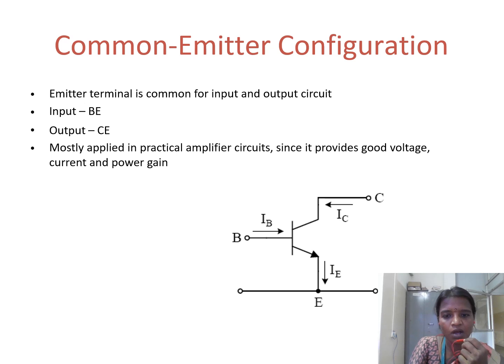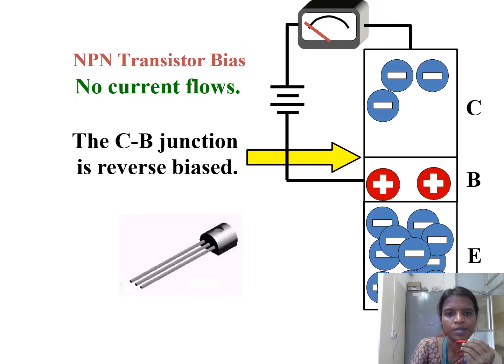Here we always know that since the base is a lightly doped region, your base current is only in terms of microamps, whereas the collector current is in the range of milliamps. So the ratio of milliamps to microamps will provide you a good current amplification factor. That's why we prefer only the common emitter configuration out of the three configurations.